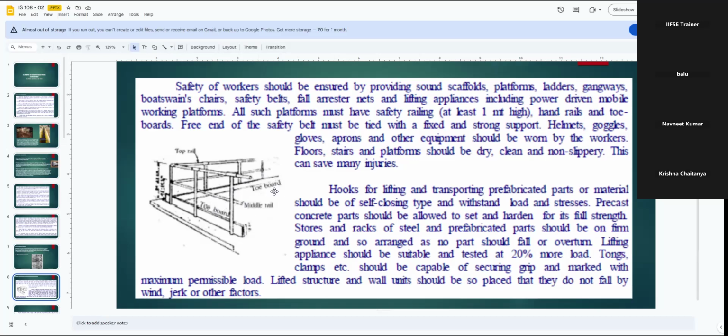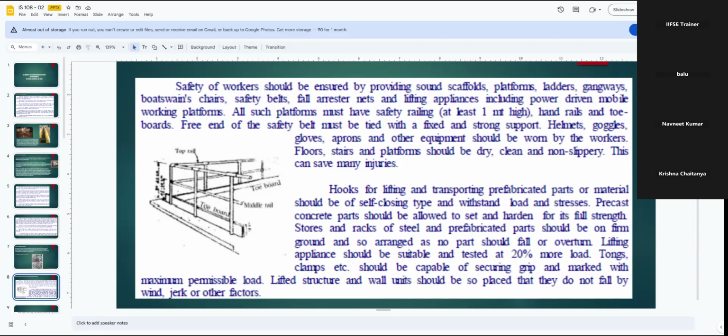While performing activity, you will bring many tools or different types of tools and material. There might be a chance of people hitting the tool or tripping over the tool. Either the tool will fall down or material can fall. So to prevent material or tools from falling, we put this toe board. It is mostly a 15 centimeter high, thick wooden sheet. Then the safety belt must be tied to a fixed support. Definitely yes, we have to hang our safety hooks above our shoulder. Then helmets, goggles, gloves, aprons and other equipment should be worn by the workers.